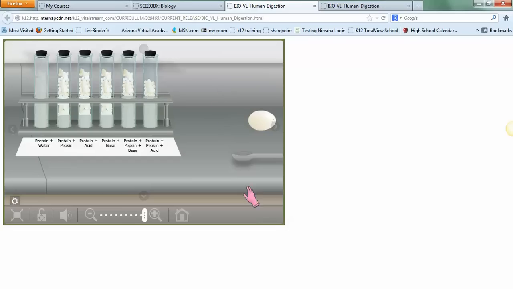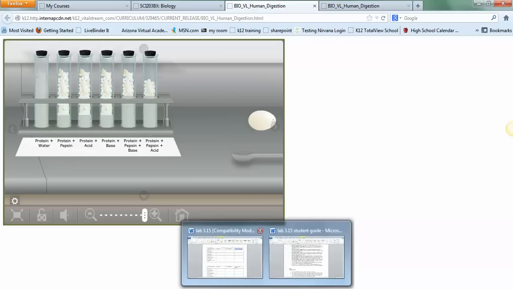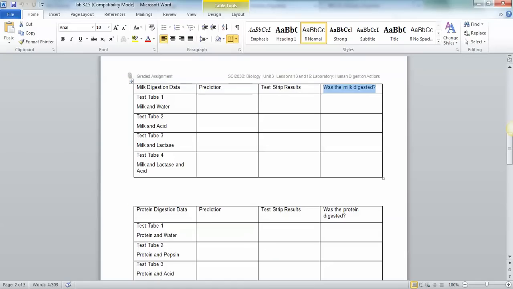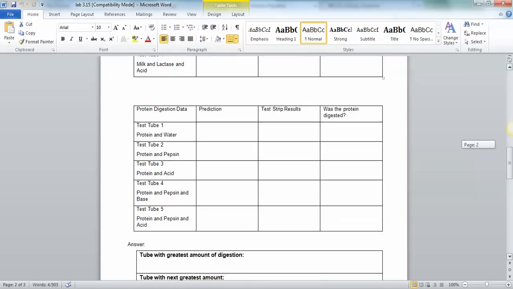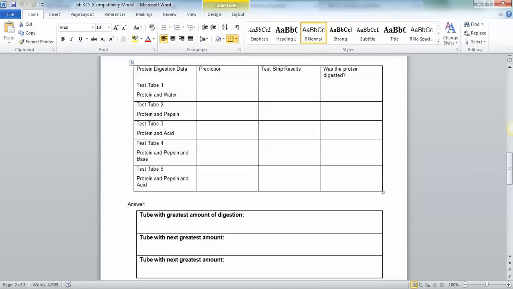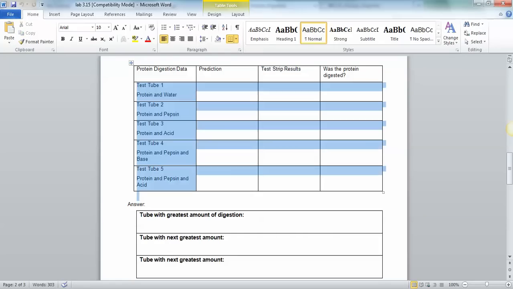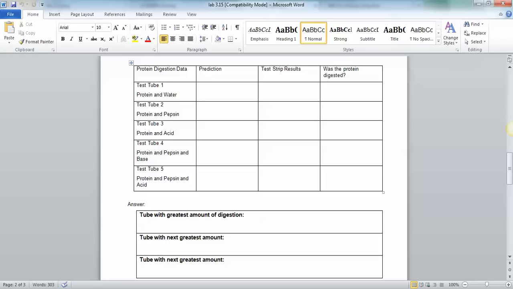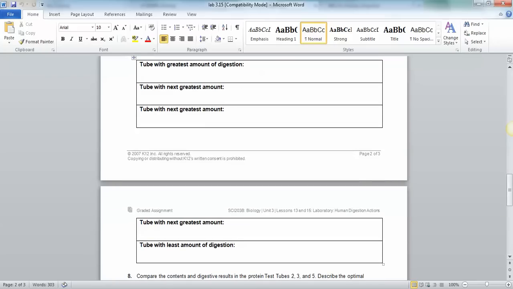That's up to you. So on your lab report, you're going to go down to the data table that says protein digestion data. You've already made your prediction, and you should already have your test strip results as far as pH goes. And you're going to answer yes or no as to whether or not the protein was digested for each one of these test tubes. Then you have to put those in order of the greatest amount of digestion to the least amount of digestion.